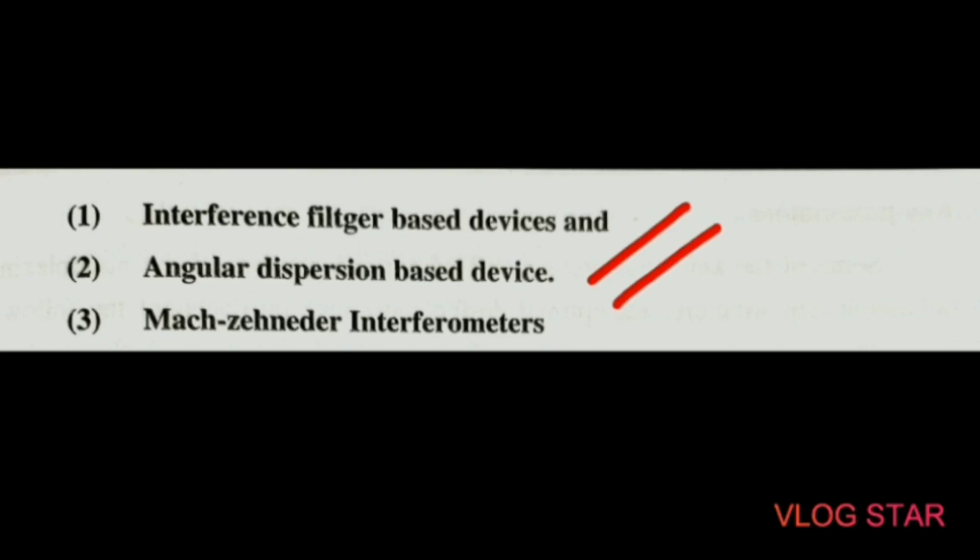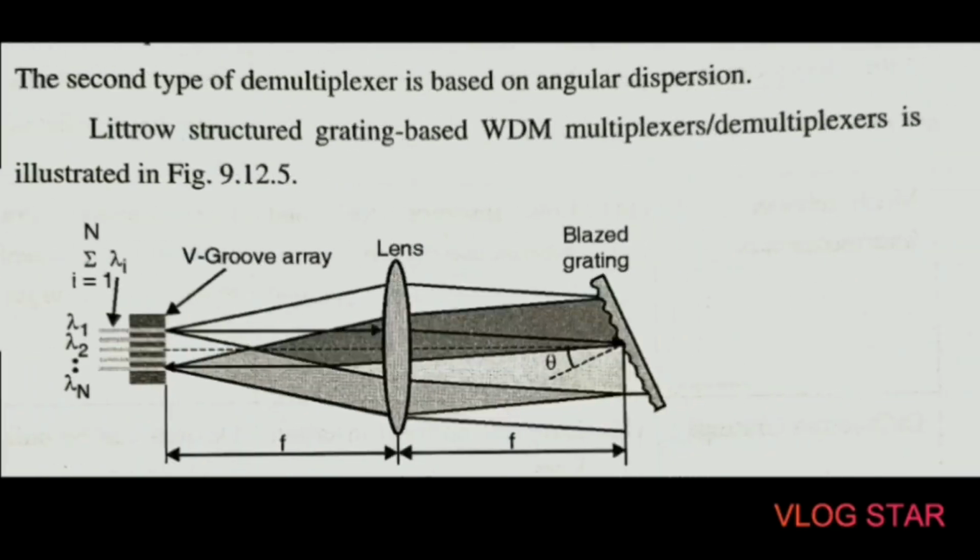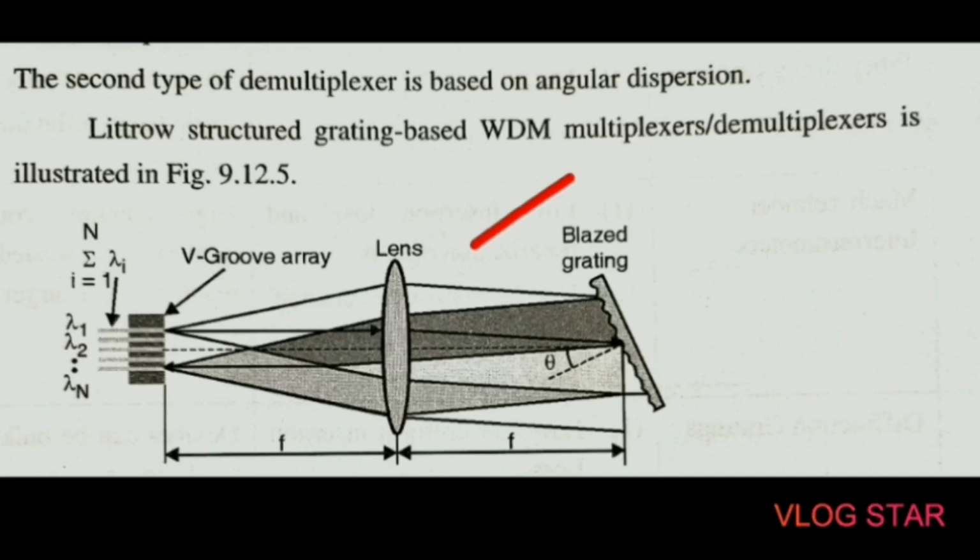The second type of demultiplexer is based on angular dispersion. Here the grating based WDM multiplexer or demultiplexer is illustrated. We can see in the figure an input fiber and multiple output fibers arranged on the focal plane of the lens. Then wavelength multiplexed light signals from the input fiber are collimated by the lens and reach the diffraction grating.